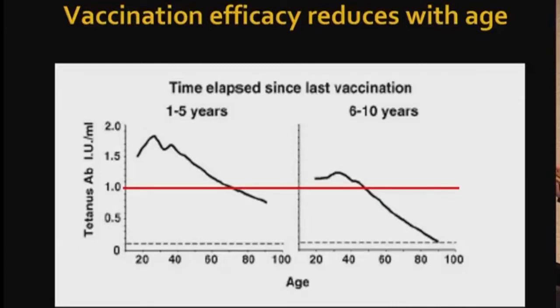But look here, 6 to 10 years later, now it declines to 50 and younger. You've still got enough antibody to be protected, but 50 and older, then you're less likely to be protected. And in Austria, they now recommend that tetanus should be boosted every 5 years and not every 10.